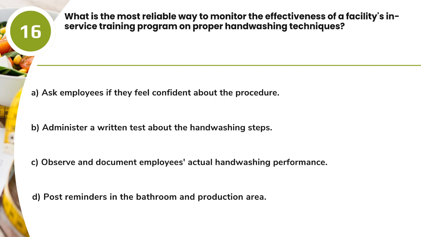Question 16. What is the most reliable way to monitor the effectiveness of a facility's in-service training program on proper hand-washing techniques? A. Ask employees if they feel confident about the procedure. B. Administer a written test about the hand-washing steps. C. Observe and document employees' actual hand-washing performance. D. Post reminders in the bathroom and production area.